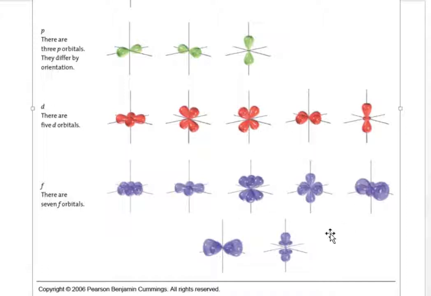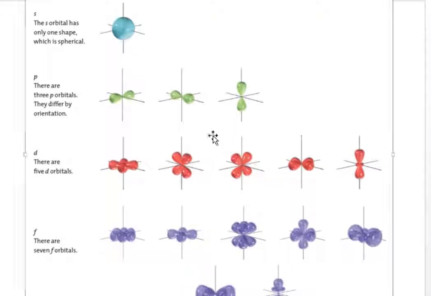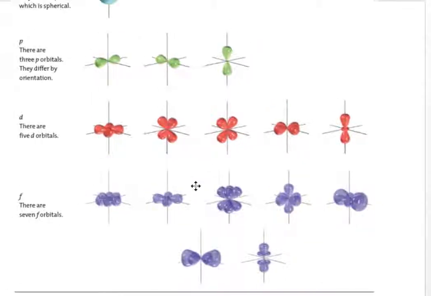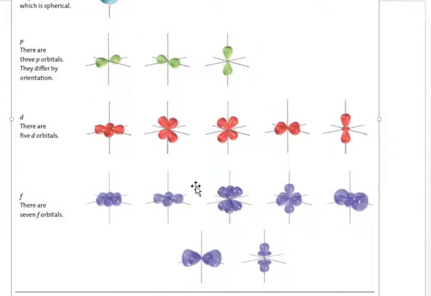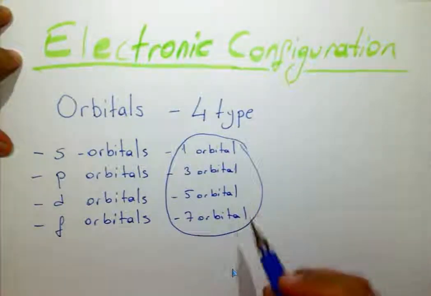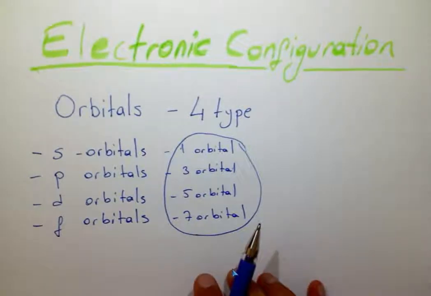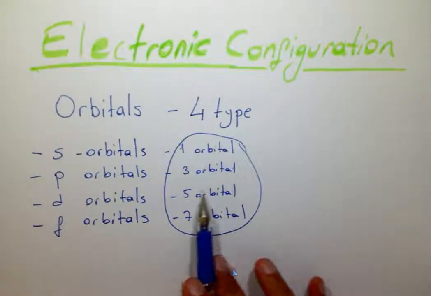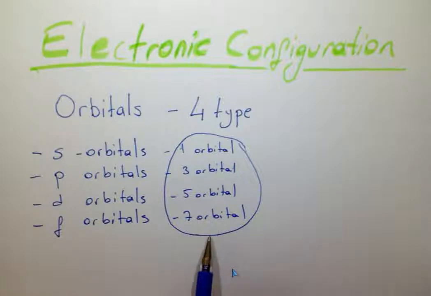You don't need to memorize their shapes, but you need to know how many orbitals every type has. The s type has one orbital, there are 3 p orbitals, 5 d orbitals, and 7 f orbitals, as you see here. These are the number of orbitals that each type has. So s has only 1, p has 3 orbitals, d has 5 orbitals, and f has 7 orbitals inside.